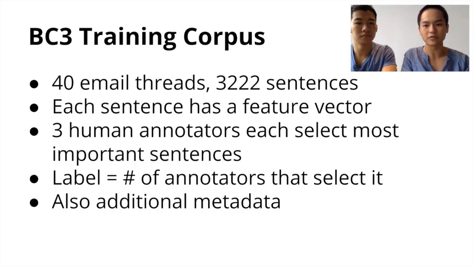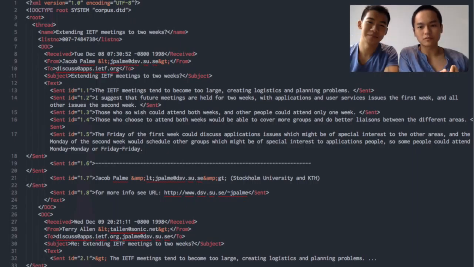There are also additional metadata such as the date of the email, the name of the email, how many replies, is there a CC. So the BC3 corpus is presented to us in an XML file format. And if you look into the slideshow right now, you see the structure of the XML file. There is a root tag, which consists of the 40 email threads.